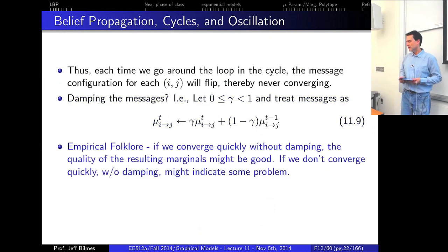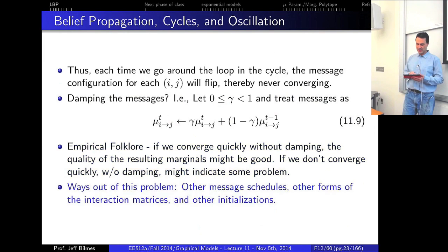And there's a folkloric knowledge which basically says that if you converge quickly without damping, the resulting marginals maybe are good. And there have been some empirical studies that have shown this. But just the simple damping idea wasn't well understood. We were interested in understanding better when convergence happens and why.